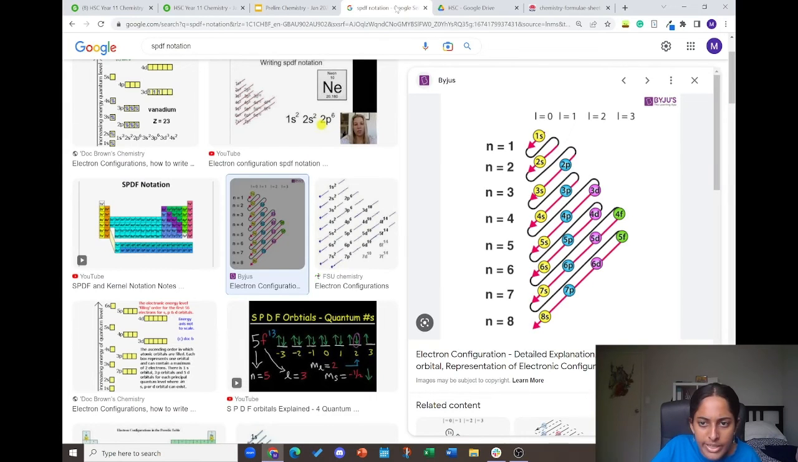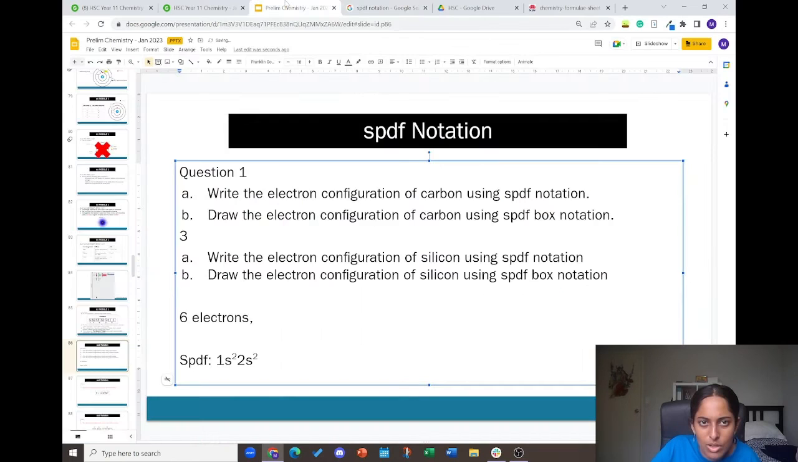We have 2 more electrons remaining. If we keep on following this pathway, we go to the next energy level, being 2p. You can see here that 2p has a lower energy level than 3s, so just be aware of that. You wouldn't automatically jump to 3s, you would go to 2p. Hopefully that makes sense. So you write it as 1s squared, 2s squared, and then 2p squared. Use the numbers at the top to figure out how many electrons you've written in total. So it's 2 plus 2 plus 2, and that's 6. So this is the SPDF notation of carbon.